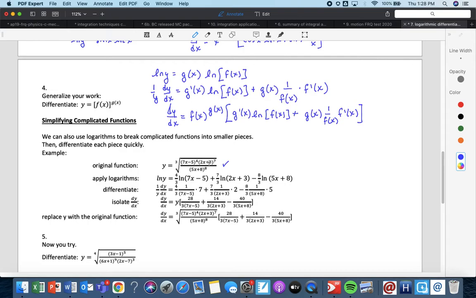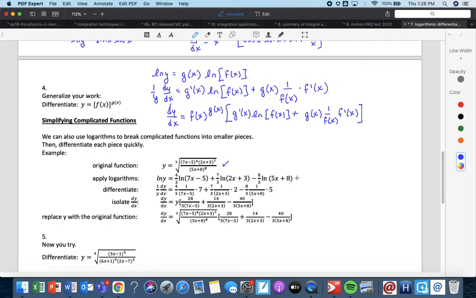And then each of these terms, when I take the natural log, I can bring down the exponent of 1/3 and put it in front. And then I can split this product into a sum, and then split the quotient into a subtraction. So I'll end up with 4/3 in front of ln of x minus 5. I'll end up with 7/3 in front of ln of 2x plus 3. And then I'll end up with minus 8/3 of the ln of 5x plus 8.